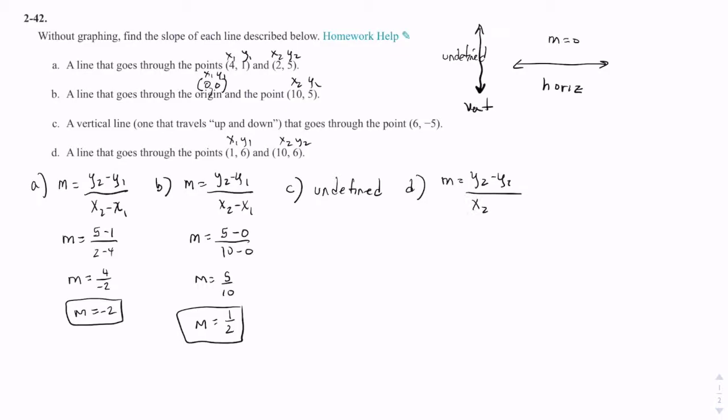But if you didn't, I just want to show you that this does work. So y2 and y1 are both 6. x2 and x1 are 10 and 1, 10 minus 1. So we get the slope is 0 over 9, and 0 over anything is 0. So the slope is 0.